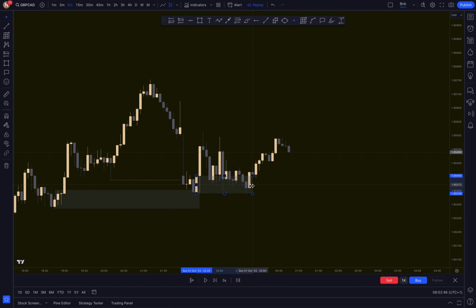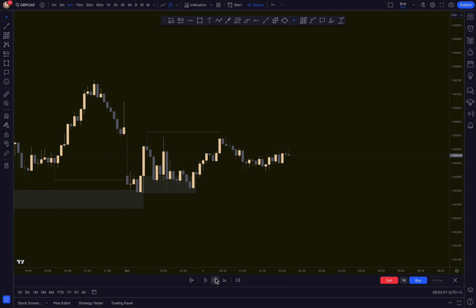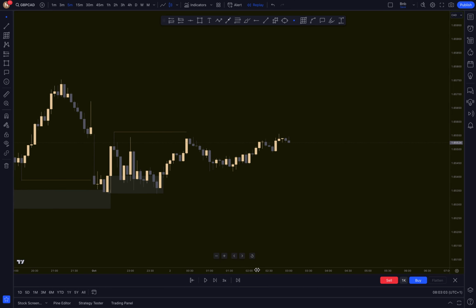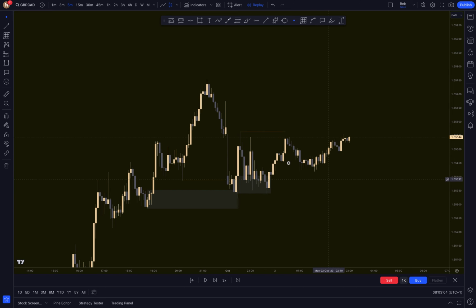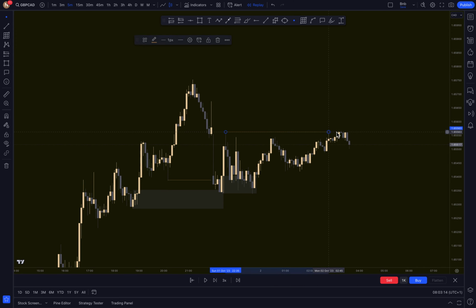Moved away. Now, if price tapped into our demand zone and is moving away, our target would be for price to take out this particular high here, right? That would be our target for price to take out that particular high. So that would be our target.